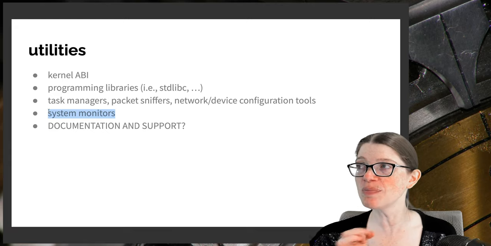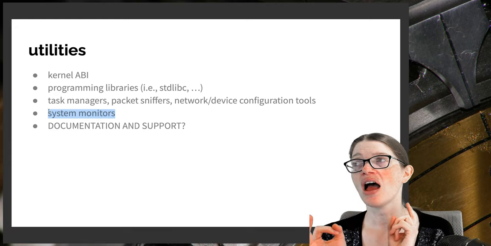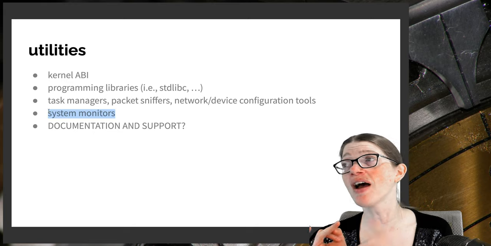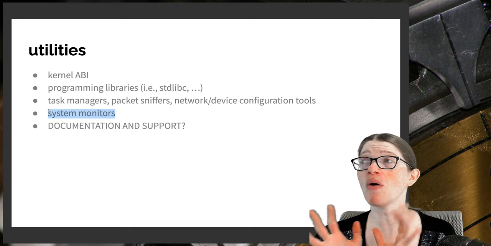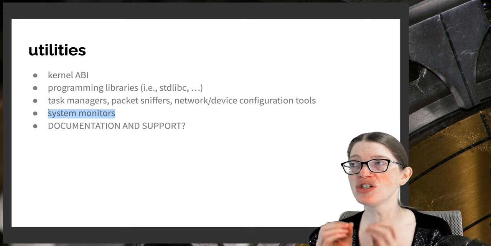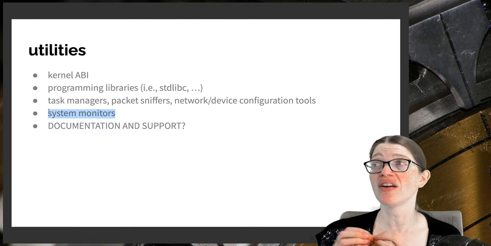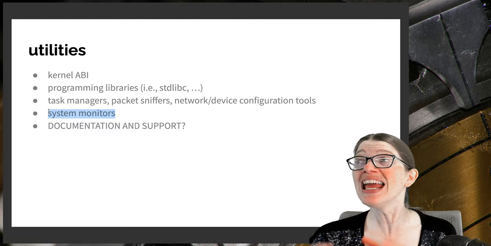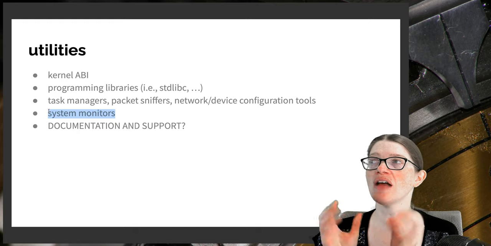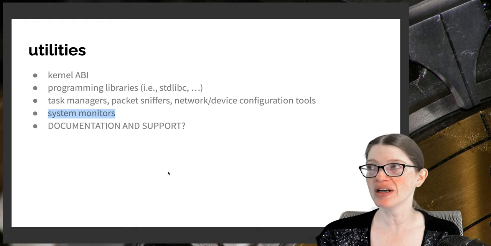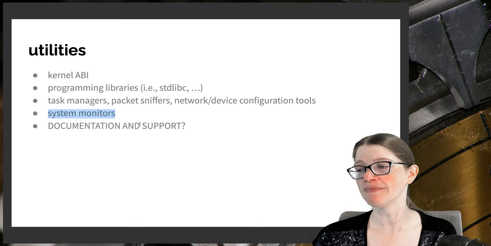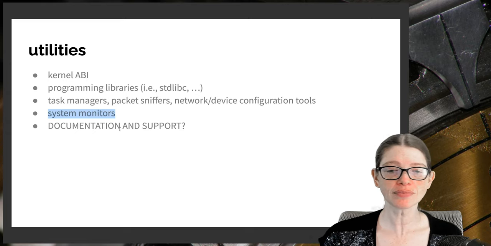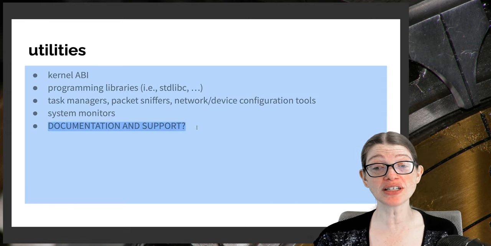I want to know the fan speeds. I want to know the voltages. I want to know the disk traffic. I want to know the network traffic. I want to know all that information. And I usually have to download a program off the internet to actually get this to display. Even though the information is there, this is a tool I wish operating systems actually provided, which they don't tend to. And then, are you providing any documentation and support?